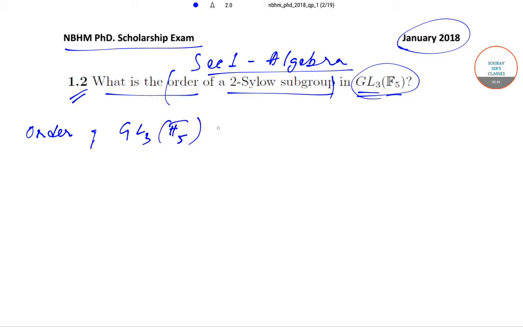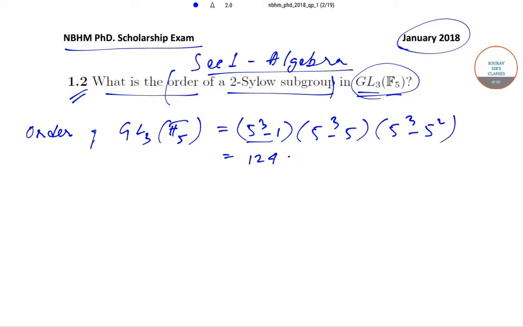So the order of this is equal to (5^3 minus 1) into (5^3 minus 5) into (5^3 minus 5^2). So this will be equal to 125 minus 1, this will be 124, 125 minus 5, this will be equal to 120, and this will be equal to 125 minus 25, so this will be equal to 100.